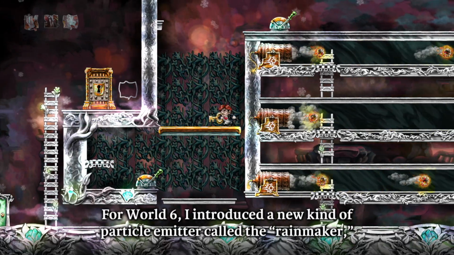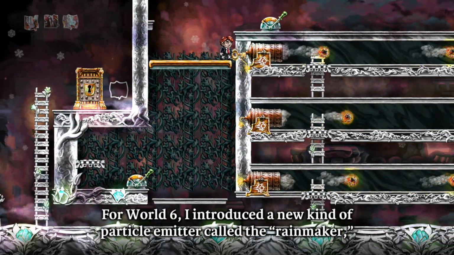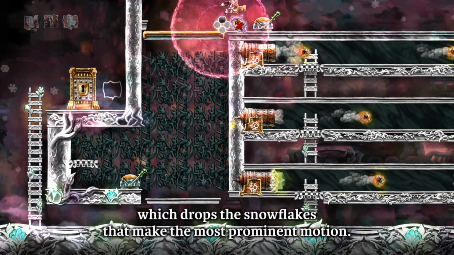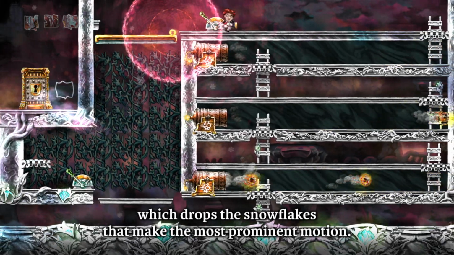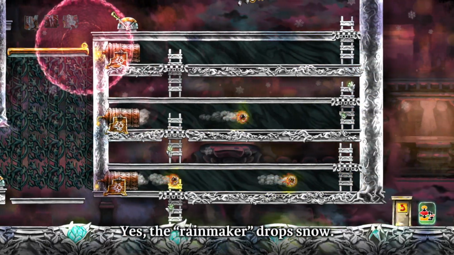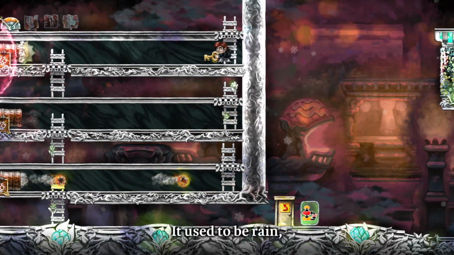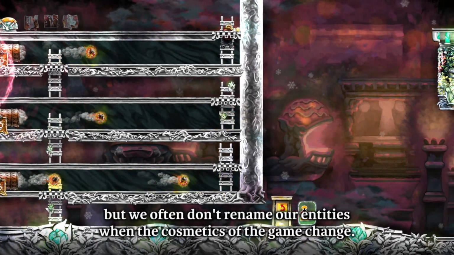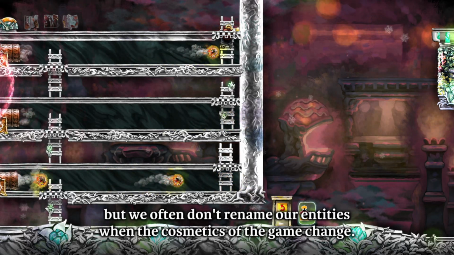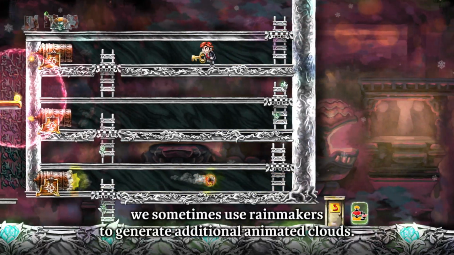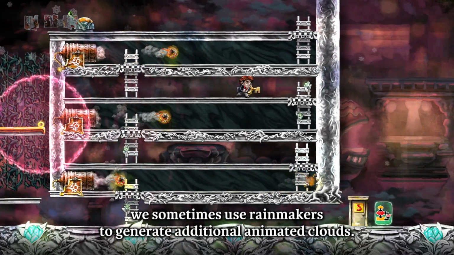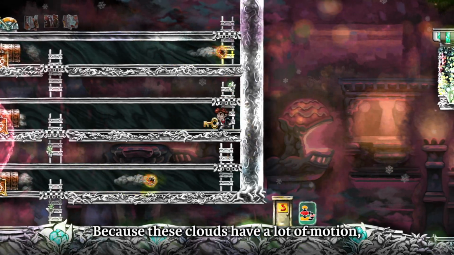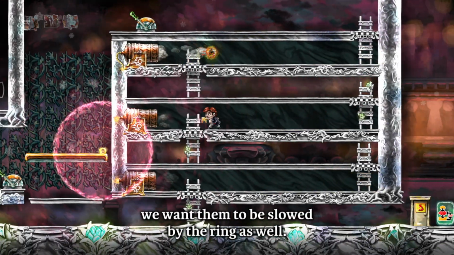For World 6, I introduced a new kind of particle emitter called the Rainmaker, which drops the snowflakes that make the most prominent motion. Yes, the Rainmaker drops snow. It used to be rain, but we often don't rename our entities when the cosmetics of the game change. In the Anniversary Edition, we sometimes use Rainmakers to generate additional animated clouds. Because these clouds have a lot of motion, we want them to be slowed by the ring as well.